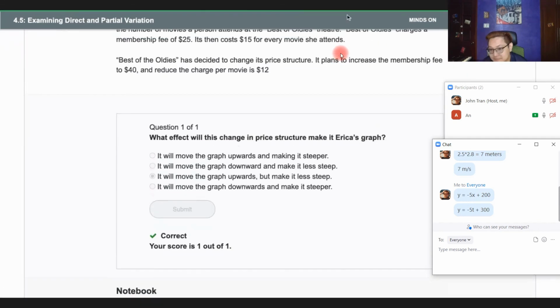And that is it for 4.5, examining direct and partial variation.